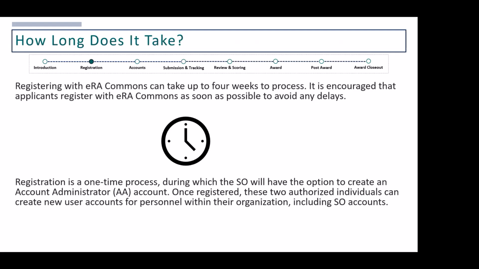Registering with eRA Commons can take up to 4 weeks to process. It is encouraged that applicants register with eRA Commons as soon as possible to avoid any delays. Registration is a one-time process during which the SO will have the option to create an account administrator account, an AA account. Once registered, these two authorized individuals can create new user accounts for personnel within the organization, including SO accounts.